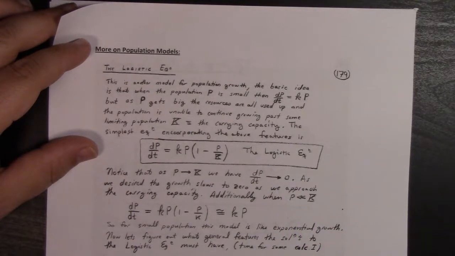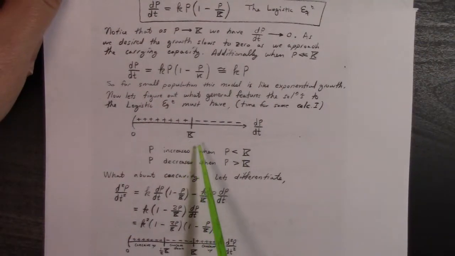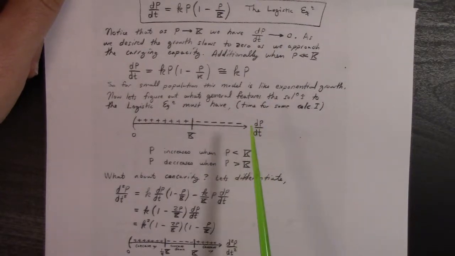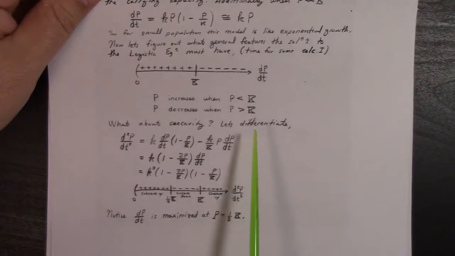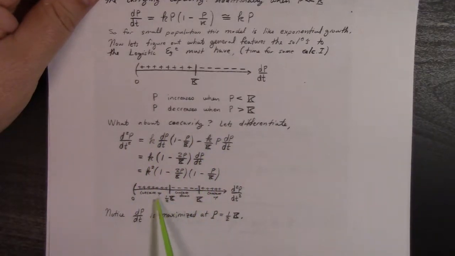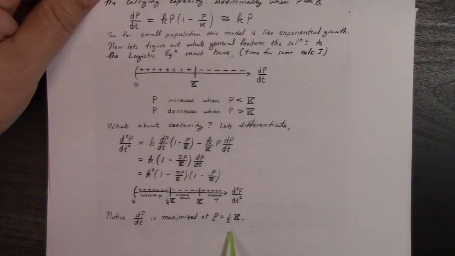So anyway, you can draw a graph of dP/dt versus P, and we get positive growth below K, and negative growth above the carrying capacity K. And since it's population, we shouldn't really talk about P less than 0. If you look at the second derivative, you can differentiate the differential equation and factor it. So you get concave up solutions, concave down solutions, concave up solutions. And it's growing the fastest when P is 1/2 the carrying capacity.